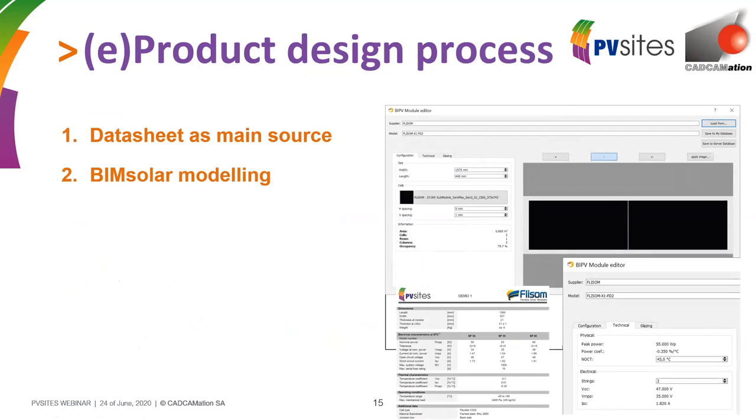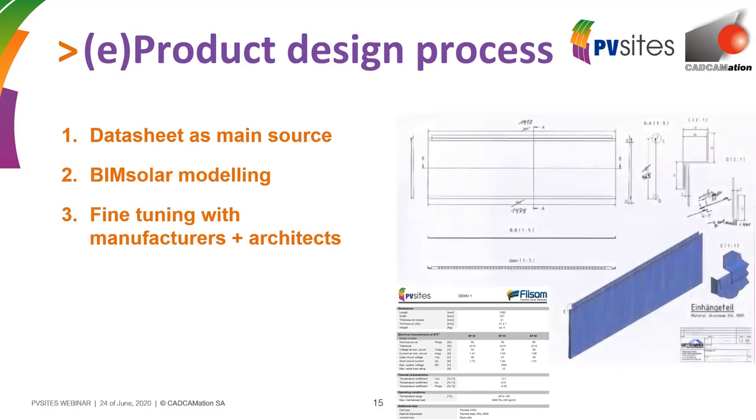And this is the very starting point because we have a lot of flexibility. We can change colors, we can change dimensions, we can, of course, put any kind of parameter we decide with the manufacturer from the datasheet. Then we have to fine tune, of course, because as you know, for BIPV there are a lot of versions, a lot of changes in dimension, redimensioning, and you can see this is the real story for PVSITES.